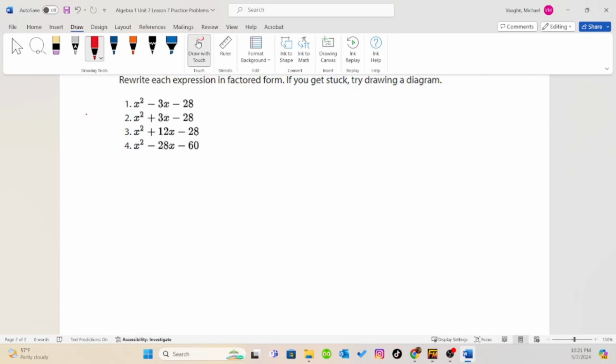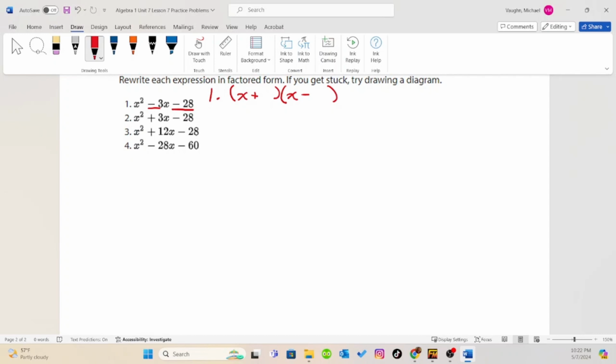And the last problem we have for lesson 7, rewrite each expression in factored form. If you get stuck, try drawing a diagram. Well, for number 1, I know that I want opposite signs, so I'm going to have an x plus, and I'm going to have an x minus. I know that I'm going to want my larger factor to get the minus, and I want factors of 28 that will add together to give me negative 3.